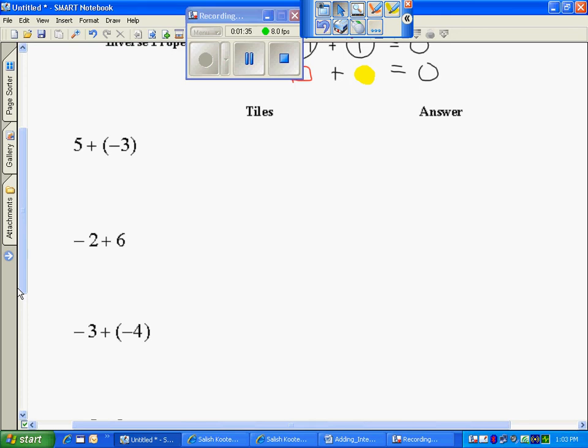If I have a 5, notice this 5 is positive, I have 5 tiles, and I'm going to add to that 3, which are red because they're negative. Using the inverse property, a red and a yellow will cancel each other, and remaining are 2 yellow. So I could put +2 or simply 2. If I had $5 and spent 3, I would have $2 remaining.